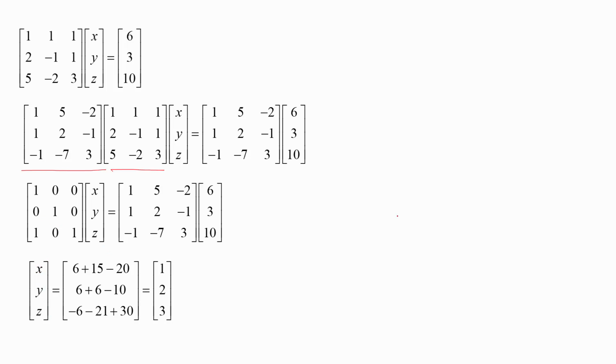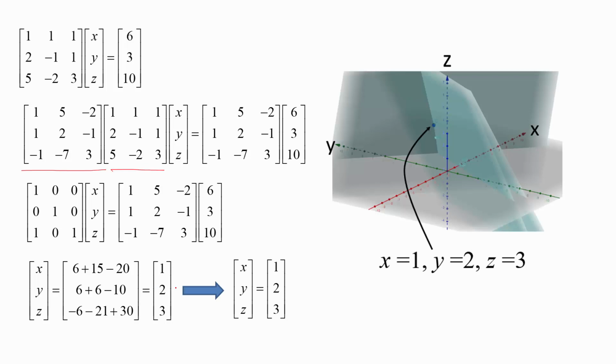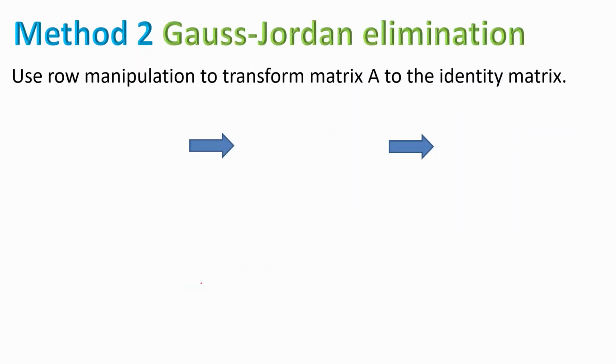Carrying out the multiplication on the right-hand side, first step, we obtain what's shown here. And then just simplifying each row, we obtain 1, 2, 3. So what does that mean? It means that our solution for the 3 variables is x equals 1, y equals 2, and z equals 3. And geometrically, that means that each equation represents a plane in 3 dimensions, and our solution, x equals 1, y equals 2, z equals 3, is the intersection of the 3 planes. That was method 1, the adjoint method.